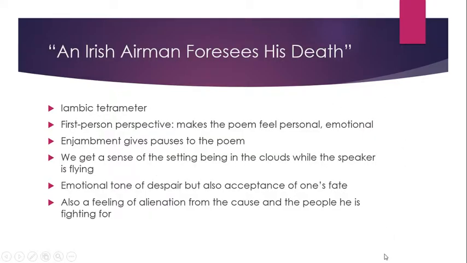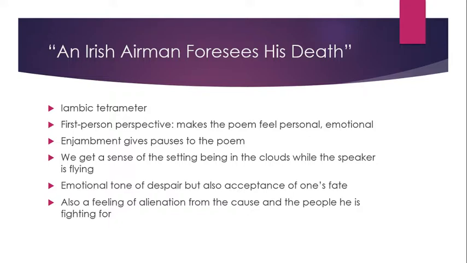So some things that I want to point out with An Irish Airman Foresees His Death. So we already mentioned it's iambic tetrameter. It's also a first-person perspective, which contributes to the emotional quality and the mood of the poem. So we're getting this very personal, kind of devastating perspective from the speaker, this Irish airman. The enjambment in the lines, so the way that the lines pause and they don't end on punctuation, that the lines are broken up and they don't have a lot of end stops. That gives us pauses to the poem, the way that it's split up.